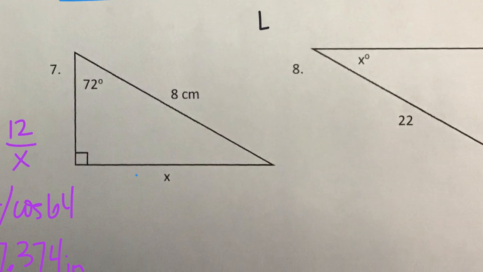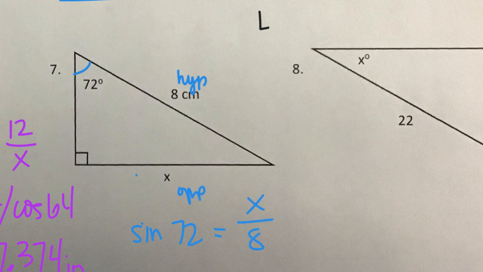Okay, number 7, x is the opposite side and 8 is the hypotenuse to angle 72. So this is a sine problem. Sine 72 equals x over 8. Your x is on top, so we're going to multiply in your calculator. 8 times sine of 72 means we have a side length of 7.608, as that's the opposite side to angle 72.